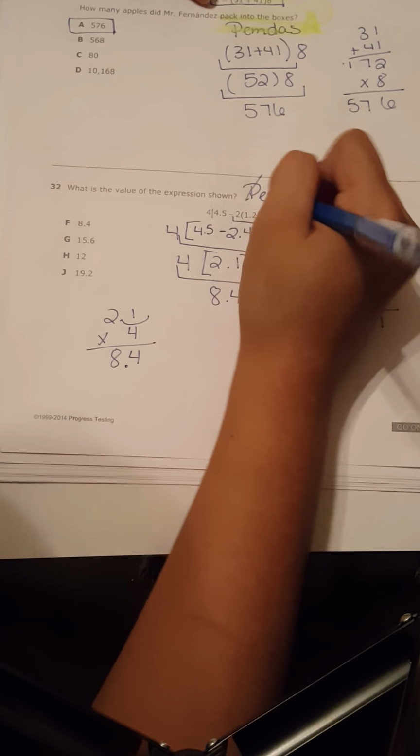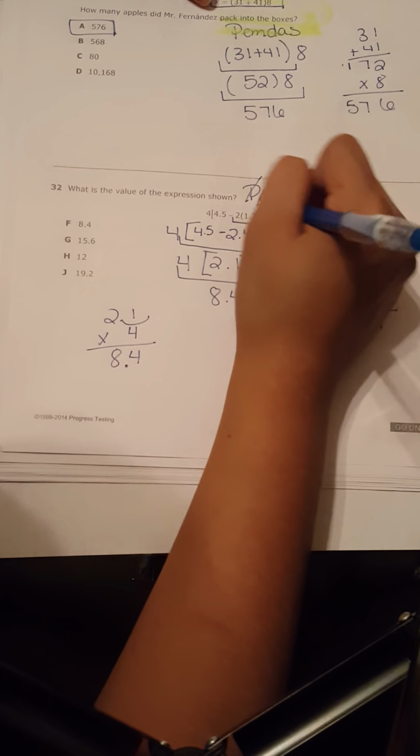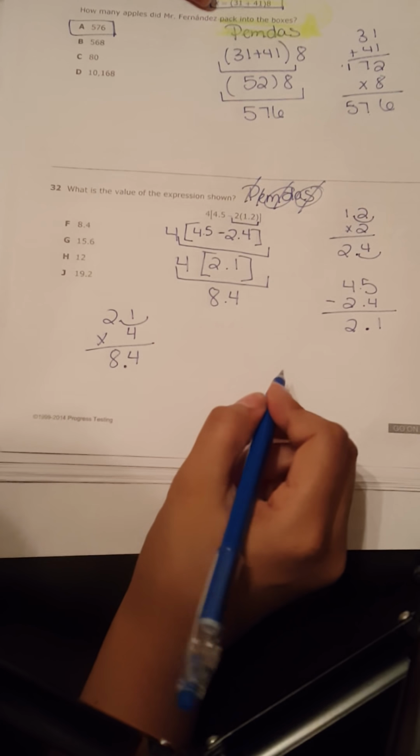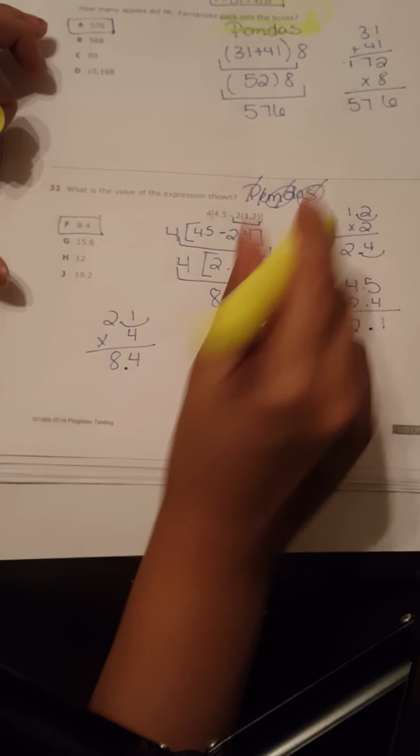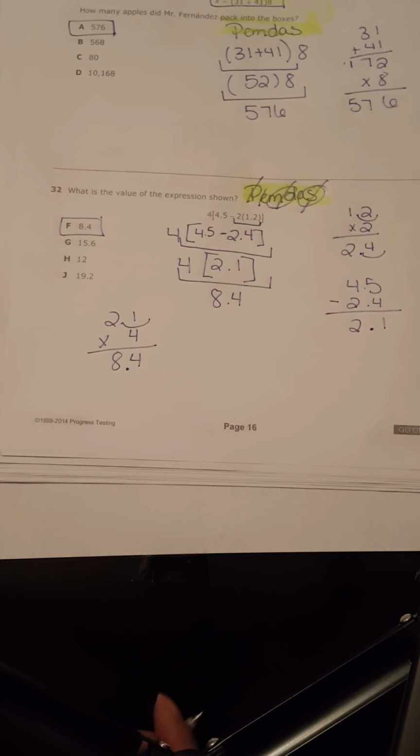We're done with parentheses and we're done with everything else because there's nothing left to do on this problem. The correct answer here is letter F. Again, the strategy for this problem is PEMDAS. Moving on to number 33.